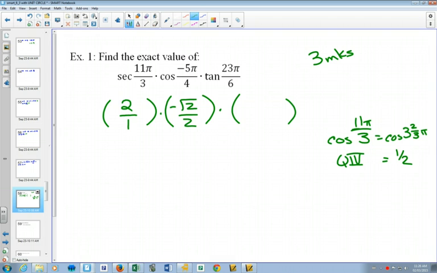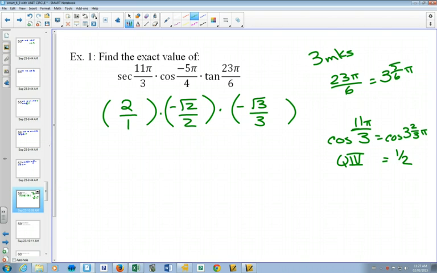The last one is tan. You see the pi over 6 family, so you already know it's going to be root 3 over 3. We just have to figure out what quadrant 23 pi over 6 is in. If you change 23 pi over 6 to a mixed fraction, you get 3 and 5/6. And that's going to end in quadrant 4. And in quadrant 4, tan is negative.